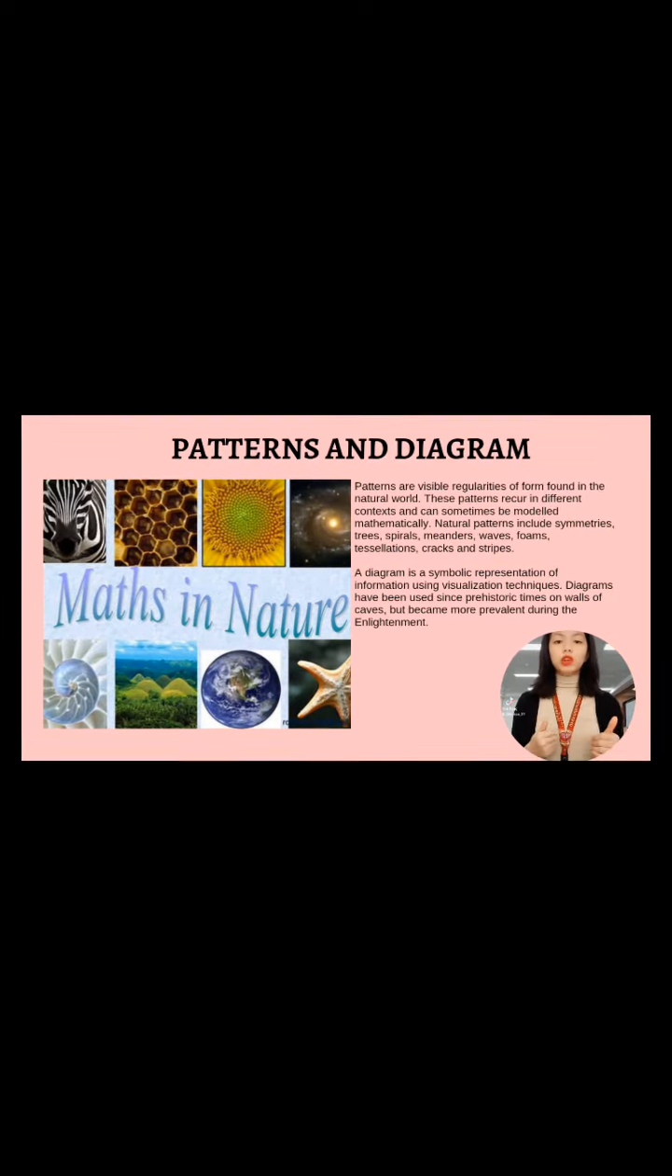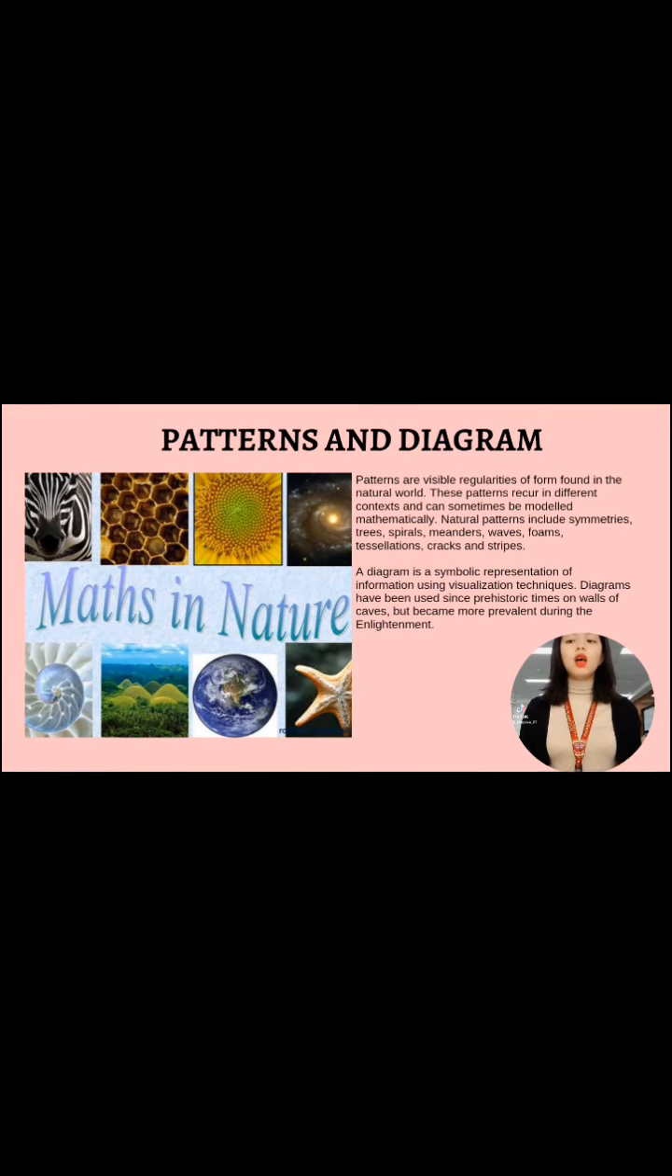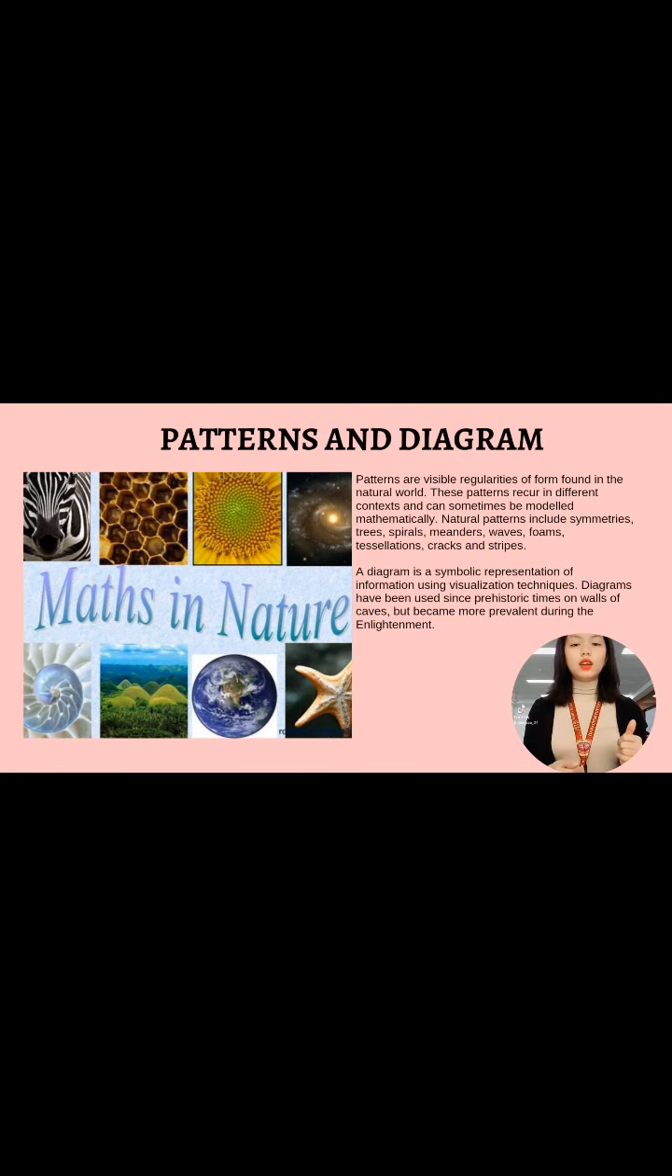Patterns are visible regularities of form found in nature. These patterns recur in different contexts, and can sometimes be modeled mathematically. Natural patterns include symmetries, trees, spirals, and so on. A diagram is a symbolic representation of information using visualization techniques.